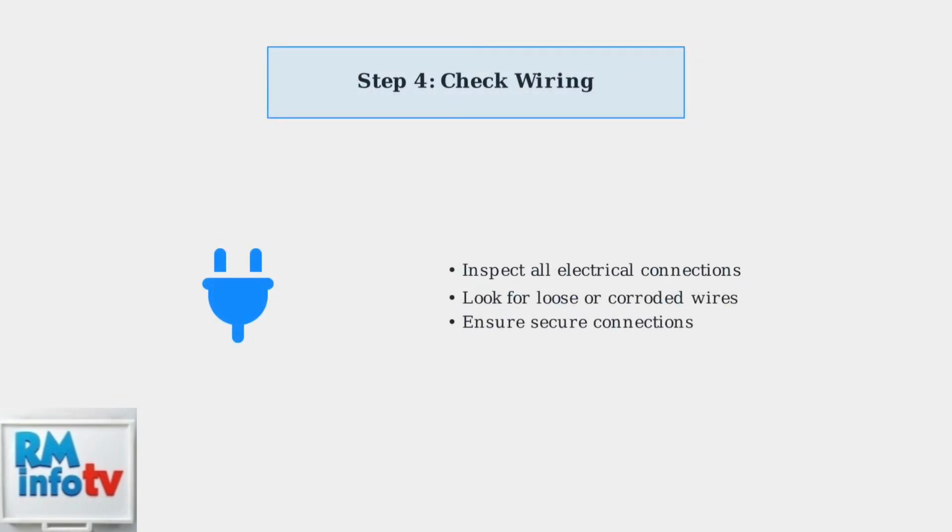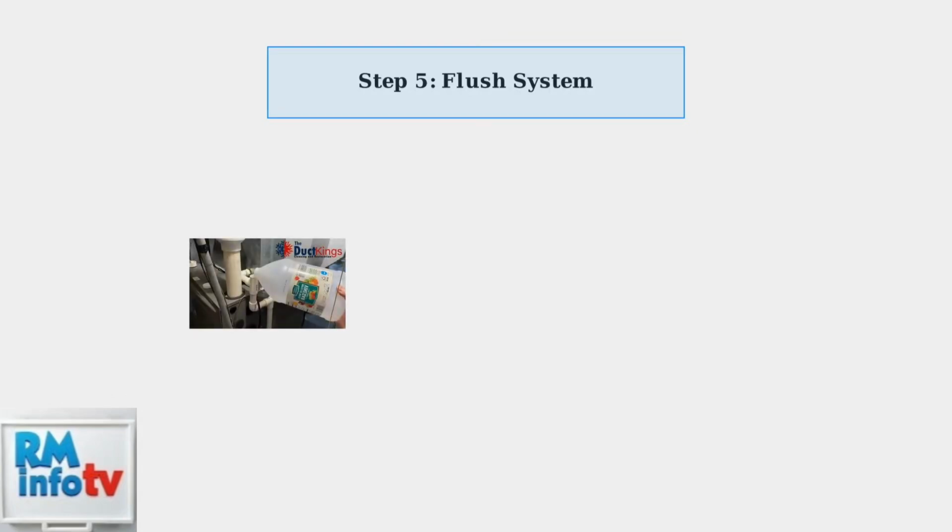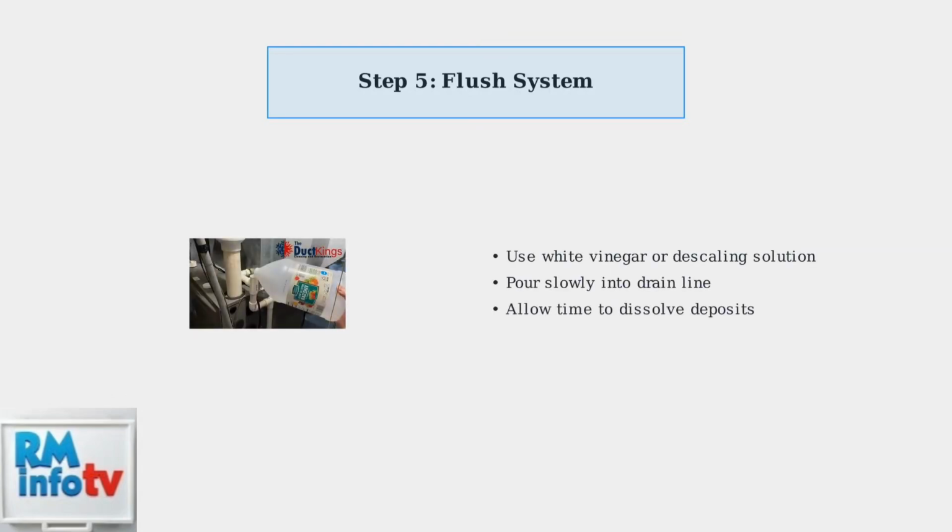Check all wiring connections to the neutralizer and control unit for any loose, frayed, or corroded wires that could cause communication issues. You can flush the system with white vinegar or a descaling solution to remove mineral deposits that may be causing blockages. This image shows someone pouring distilled white vinegar into the system. This helps dissolve mineral buildup and clear minor blockages.